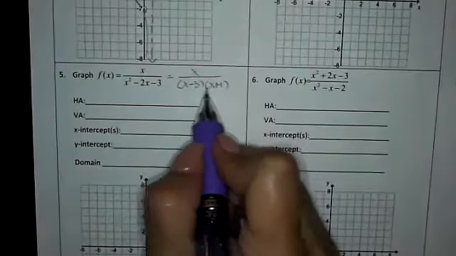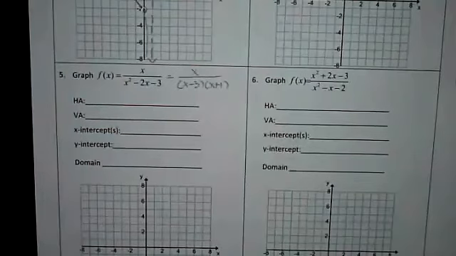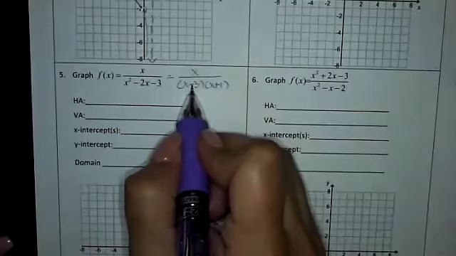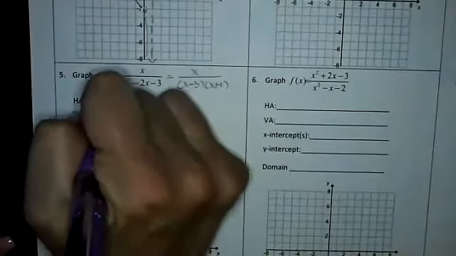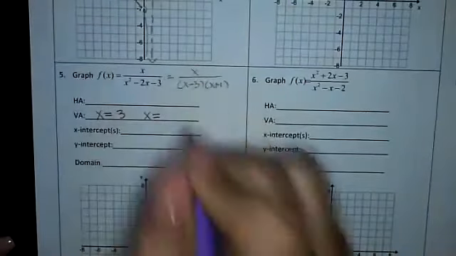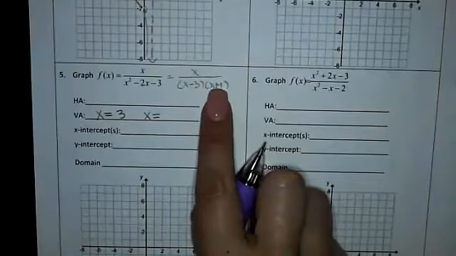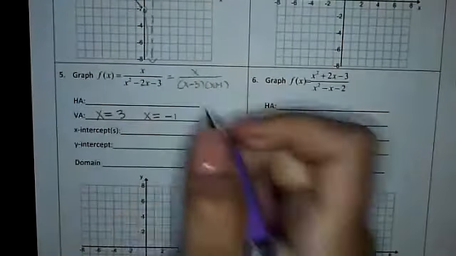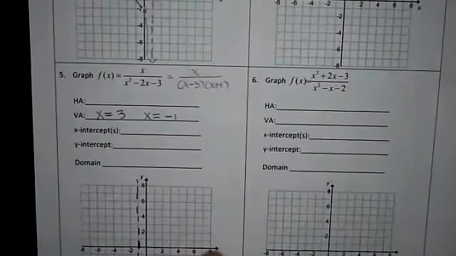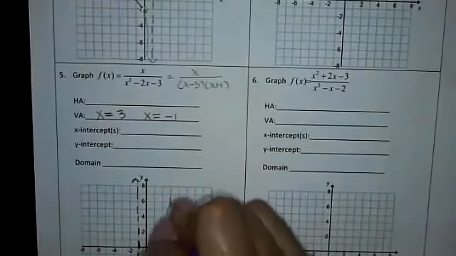In this case, there are two things that would make our denominator 0. That means I've got two vertical asymptotes. 3 minus 3 would be 0, and 0 times anything is 0. So my vertical asymptote is going to be at 3, and then I'm going to have a second one at what makes this 0. And in this case, it'd be -1 plus 1. So I've got 1 at -1 and 1 at 3.